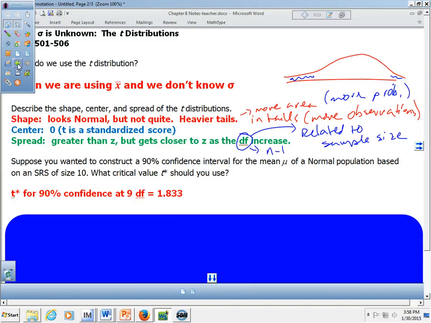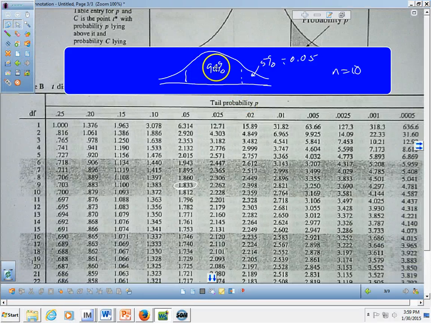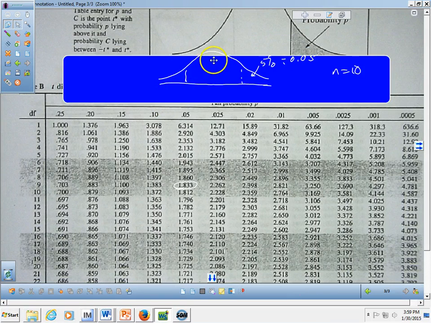All right, now the next question is, what if you want to construct a 99% confidence interval using a sample of size 75? Well, we're going to do the same thing. We go back to our table here. Instead of 90% in here, we want 99% in here. Oops, let me move that up.